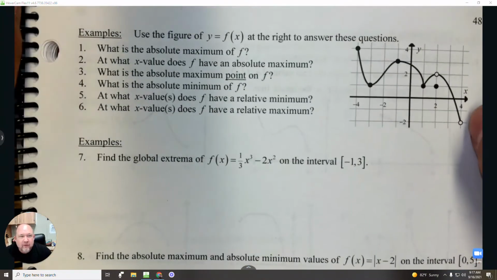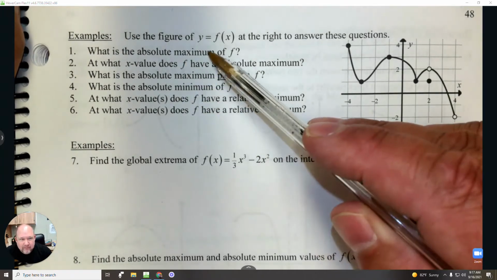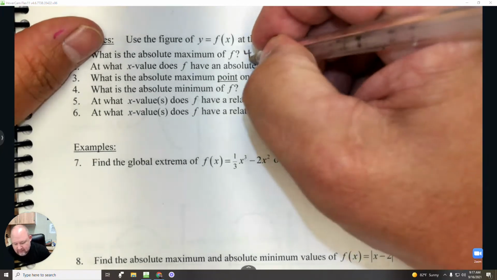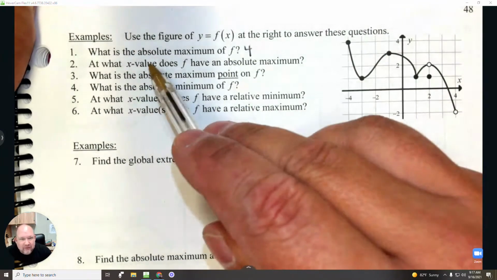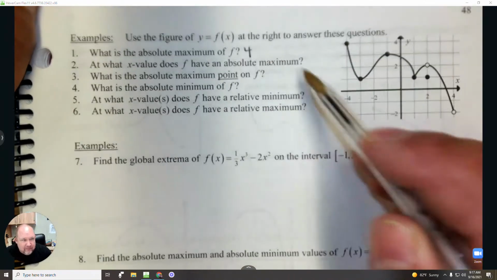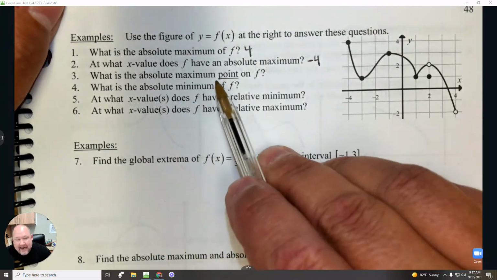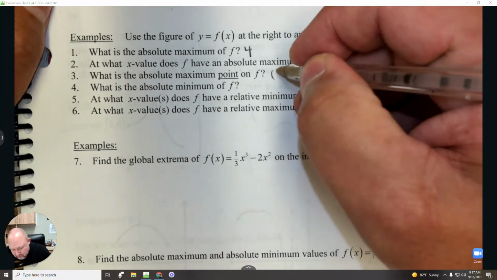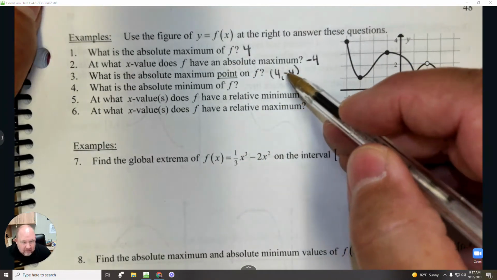So first of all, looking off a graph, this will be super easy. What's the absolute maximum of this function? What's the greatest y value? And the answer is 4. At what x value does the function have an absolute maximum? That answer is -4. What is the absolute maximum point on the function? That would be (-4, 4). Notice you have to say the word point to actually write it as a point.